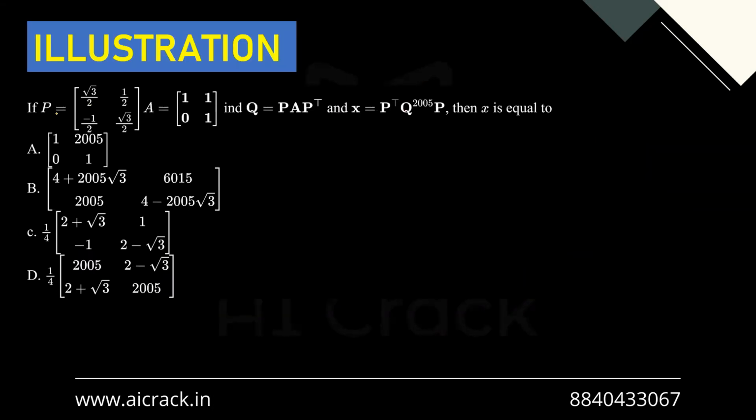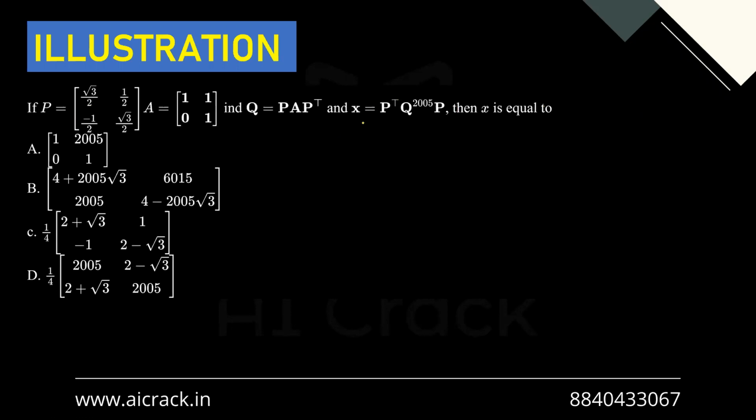Now let's solve this question. If P equals this matrix and A equals this matrix and Q equals this expression and X equals this expression, then the value of X is equal to. Now in these kinds of questions, you don't get a clue in the first instance, but when you start writing this particular expansion, or if you start expanding this particular expression, then you will get a clue what you have to do.